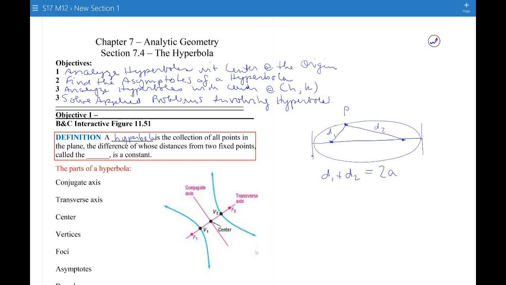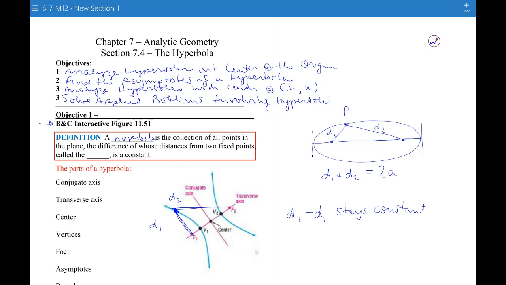Well, when we're talking about hyperbolas, if you go to a point on the hyperbola and you draw a line to one of the focus points and you draw a line to the other focus point, it turns out that this difference in the distance is what stays constant. And I have an interactive figure here to show you how that works.